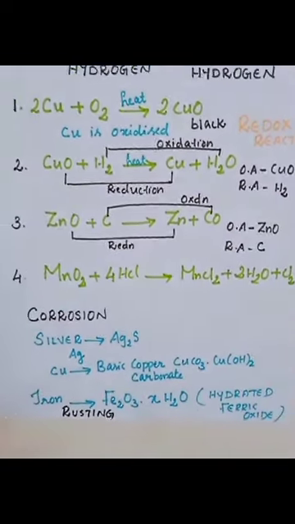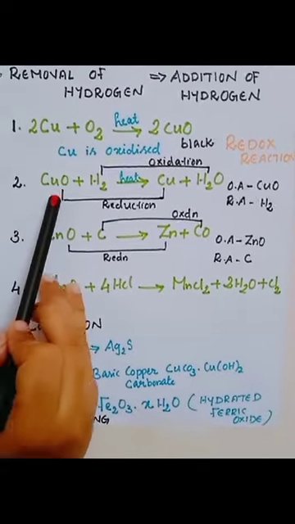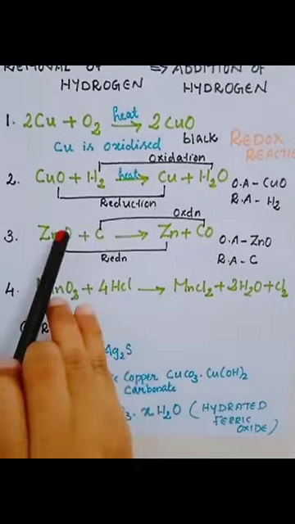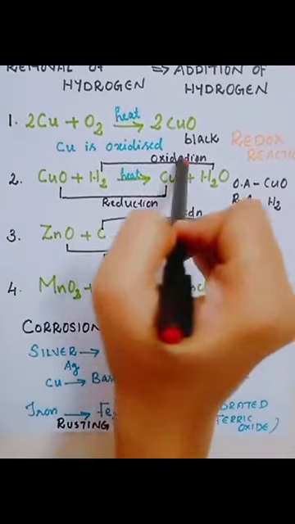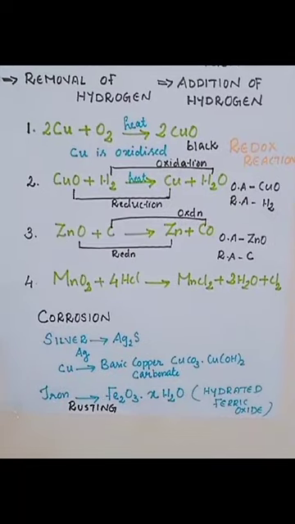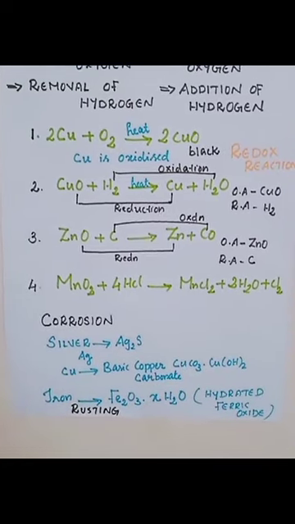So, don't get confused here. The material, the compound that is undergoing reduction is called the oxidizing agent, and the one which is undergoing oxidation is called the reducing agent. Okay. Now, let us take another example.